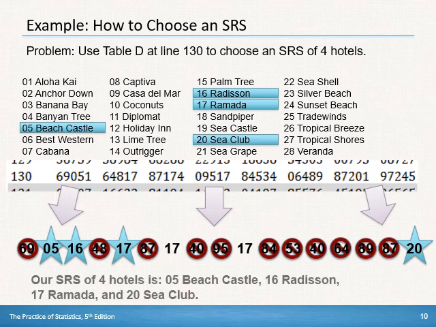Okay. And so the numbers 5, 16, 17, and 20 are the ones that we picked from the random digit table, but the corresponding hotels are part of our sample.